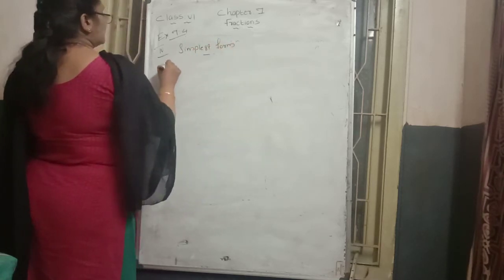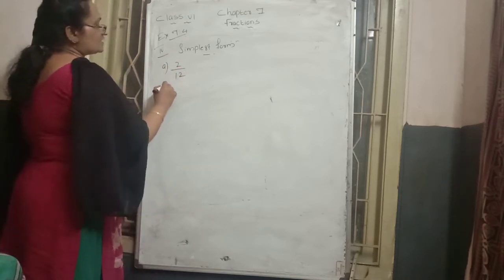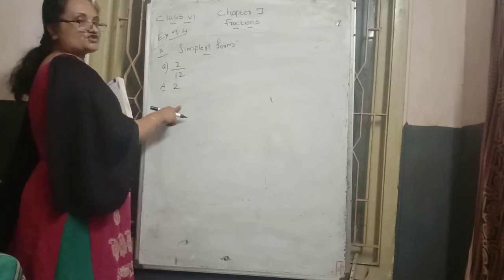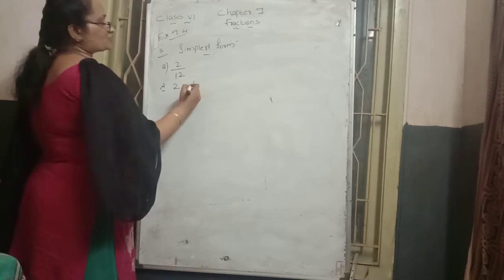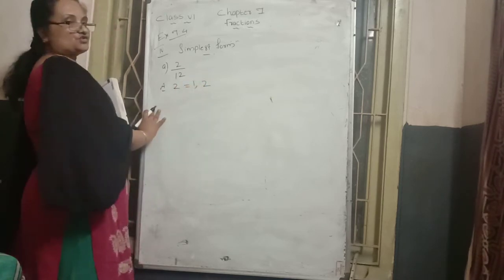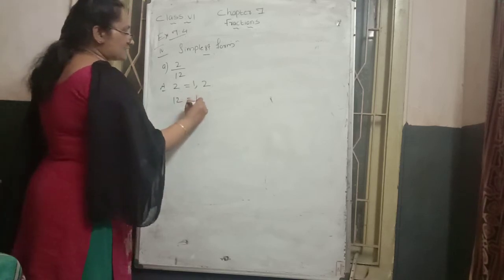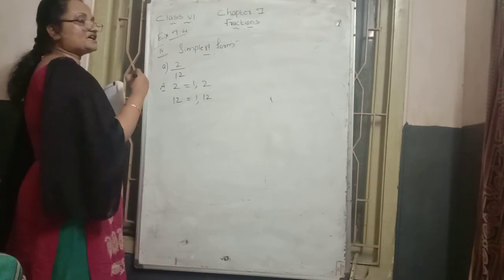First question, 2 by 12. Simplest form, how to do it? First, we write down the factors of the numerator and the factors of the denominator. Here the numerator is 2. What are the factors of 2? 1 and 2. 2 is getting the 12. What are the factors of 12? 1 table, and reverse, 12 table also. 12 into 1 becomes 12.